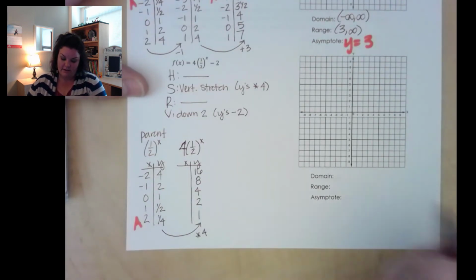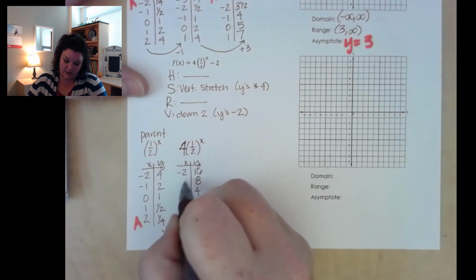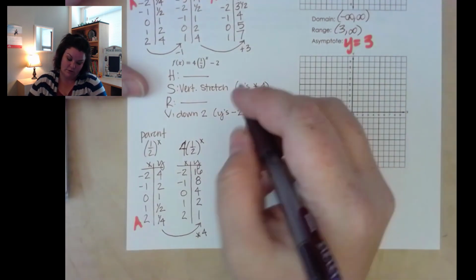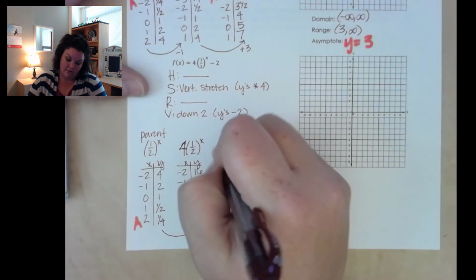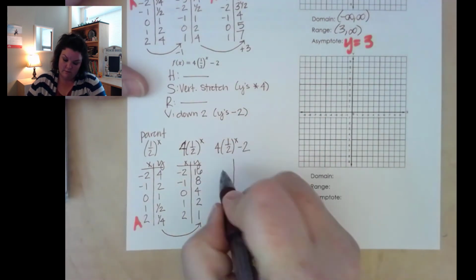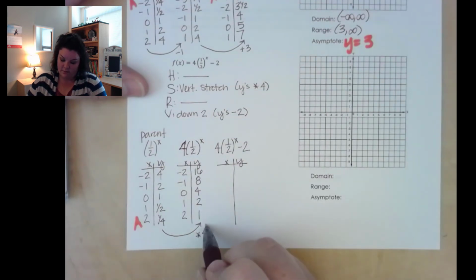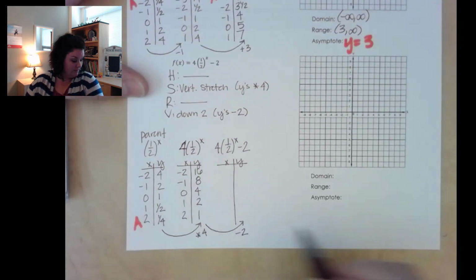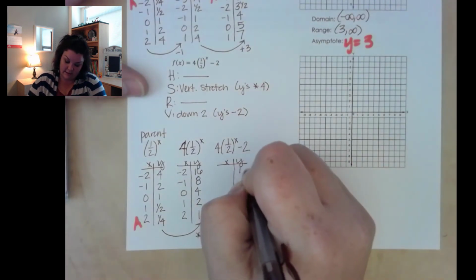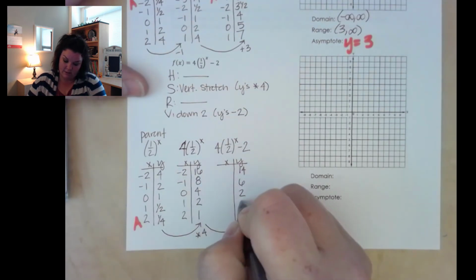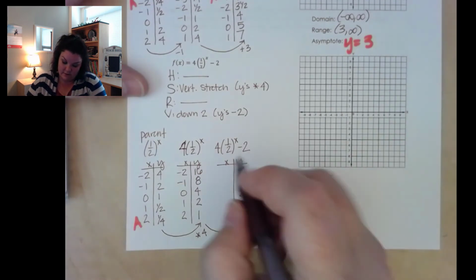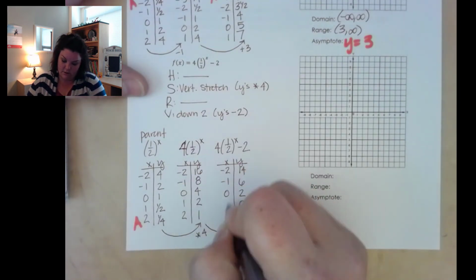Okay. So I'm going to go ahead and fill in my x's because they did not change. And then I do my vertical shift down 2. So 4 times 1/2 to the x minus 2. I'm going to take my y's from the previous table and subtract 2 from them. So when I subtract 2, I'm going to get 14, 6, 2, 0, and -1. My x's stay the same: -2, -1, 0, 1, and 2.